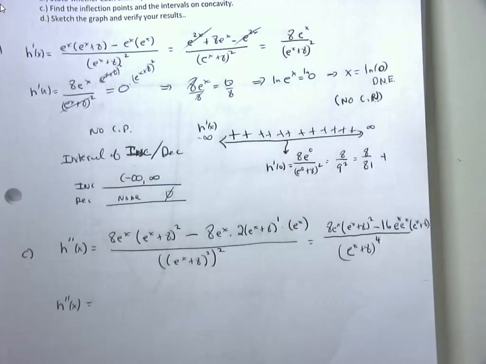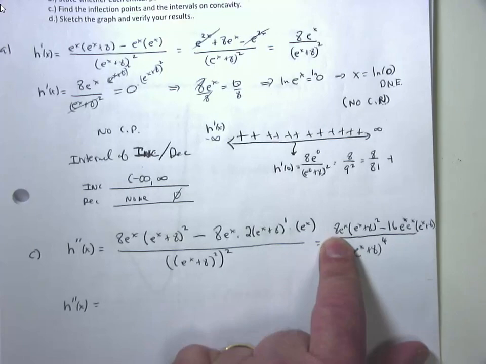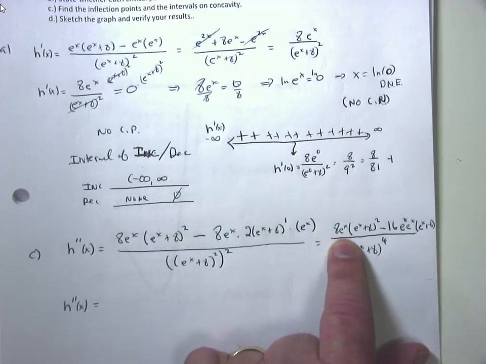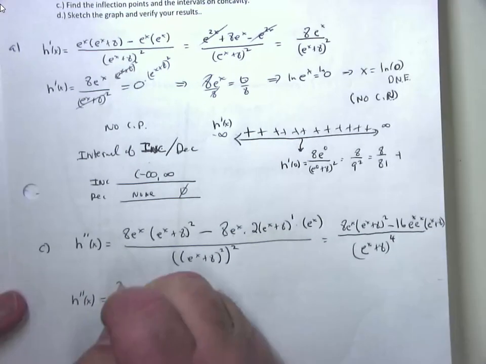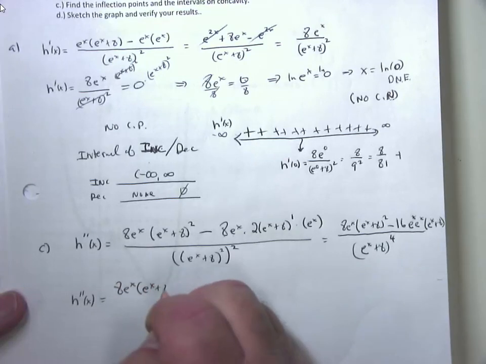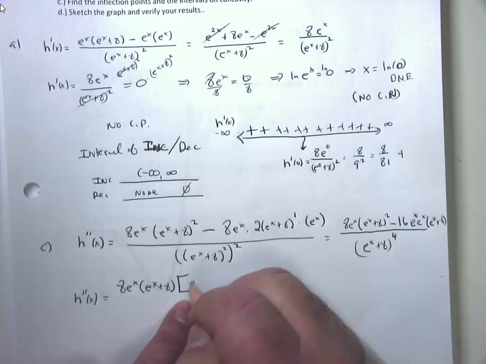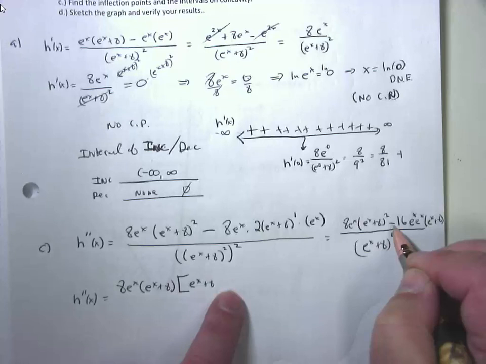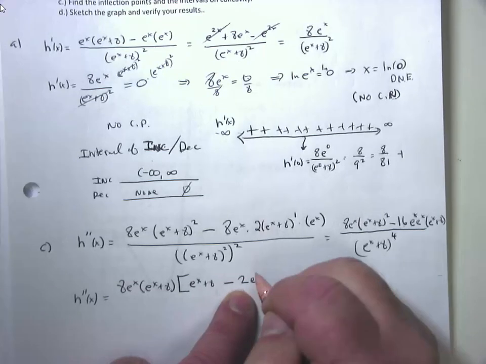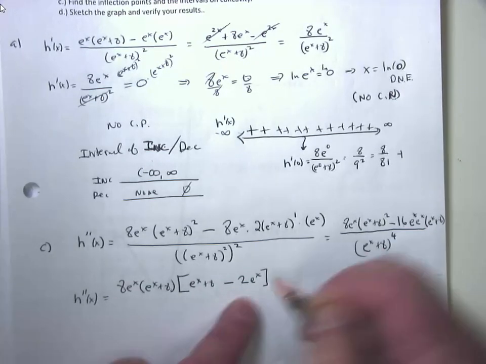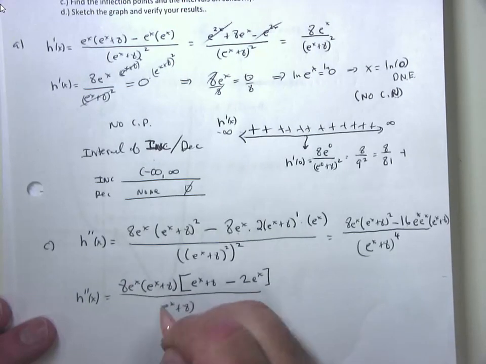What do you have common in the numerator? There are 2 terms in the numerator. What do they both have in common? You can factor out an 8. You can factor out an e to the x. And you can factor out an e to the x plus 8. You can factor out an 8, e to the x, and an e to the x plus 8. And you would be left with, well, remember this was e to the x plus 8 squared, so you're left with another e to the x plus 8. You're left with a minus. Factoring an 8 out of 16, you're left with a 2. One of the e to the x is still there, but that term is completely gone. Over e to the x plus 8 to the 4th power.